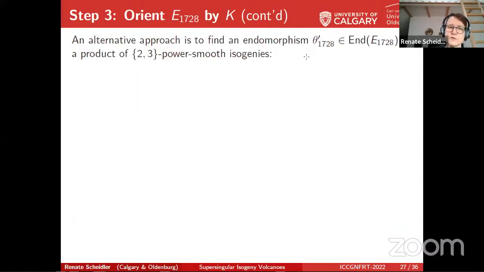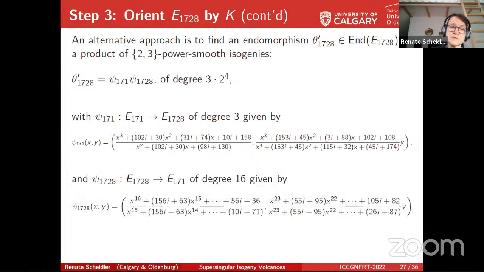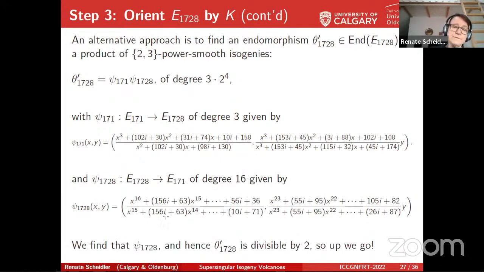So an alternative approach is to find another endomorphism. We won't work with the first one that I showed you. We'll work with a different one, and we find one that's a product of 2,3-power smooth isogenies. So it's a product of isogenies where they all have degree 2 or 3, and this is the factorization we want. We find one, this one and this one. The first one goes from E171 to E1728. It's degree 3, and the second one is degree 16. So this is a much better representation. And we find that this is still divisible by 2. So up we go. We're not yet at the rim.